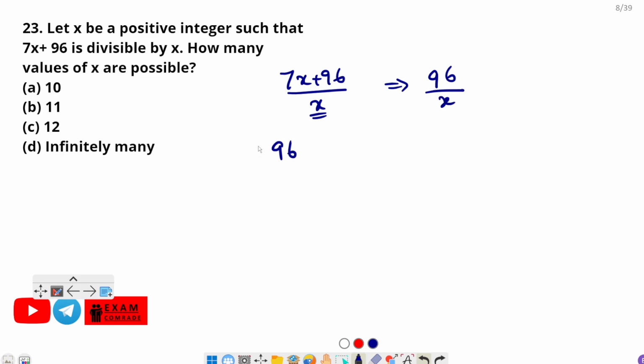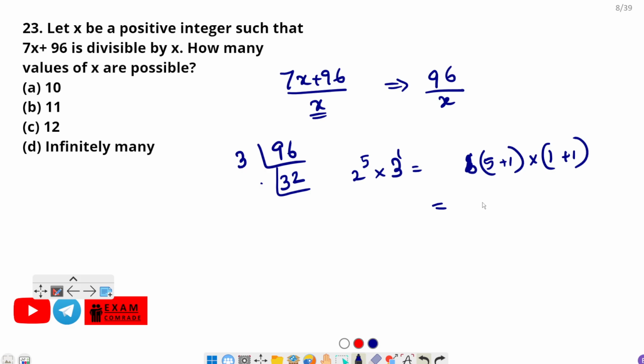So let's find out the factors of 96. 96 can be written as 3 into 32, that is 2 power 5 into 3 power 1. So the number of factors is (5 plus 1) into (1 plus 1), that is 6 into 2, 12. The answer is 12.